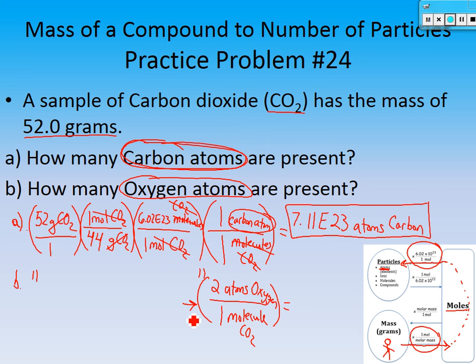So 52 times Avogadro's number divided by 44. Did you guys get this number? 1.42 times 10 to the 24th? Yeah. Yep. And what's my units going to be now? Atoms of what? Atoms of oxygen. Very good.